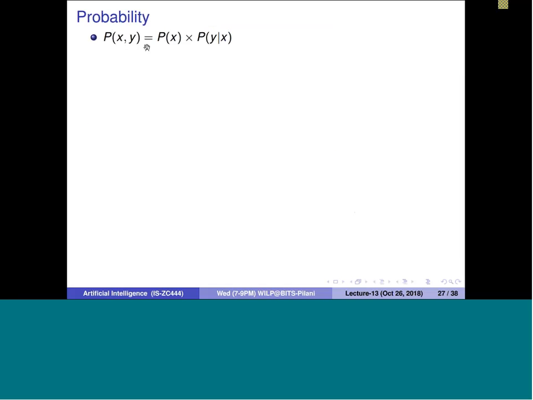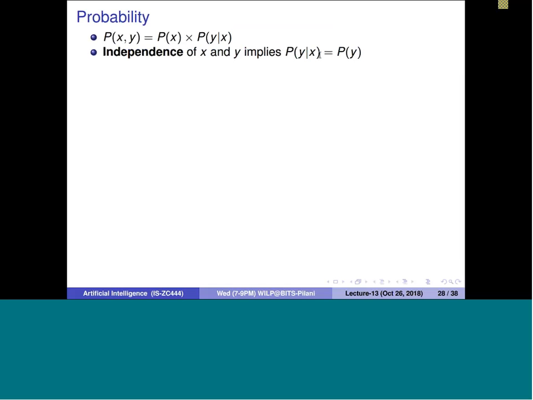You know that the probability of x, y is the probability of x times the probability of y given x. This is the standard formula. Independence: if two things are independent, probability of y and x are independent, then it means that given x, it makes no difference. Probability of y given x is probability of y, because it is independent of x. So whether x happens or not makes no difference.